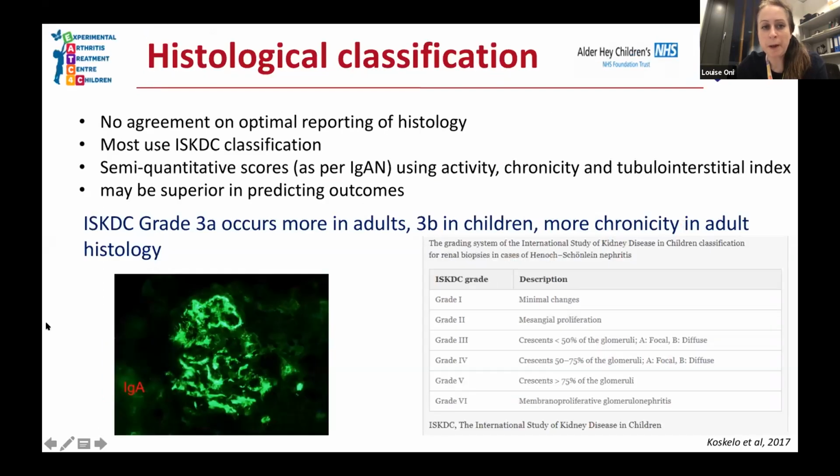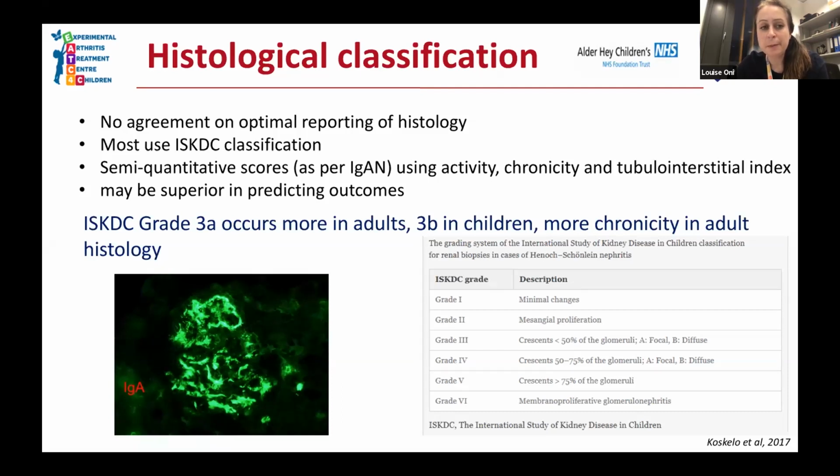So once we do a biopsy, we then would classify the histology, and at the moment there's no agreement on the optimal reporting of the histology, but most hospitals are using the ISKDC classification shown here in this table, which grades the histological features from grade 1 to grade 6, as you can see within the description.